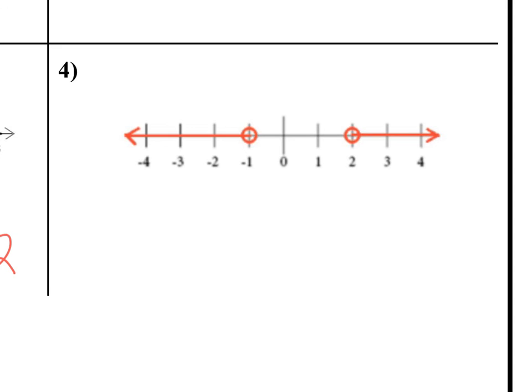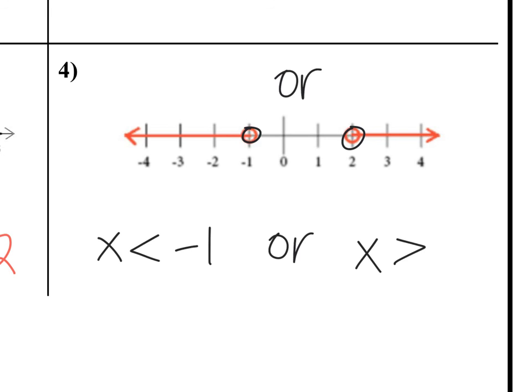Last one, we have an or inequality again because it's split apart. So you'll write two separate inequalities with an or in between. Over here, I've got an open circle going left. So it's going to be x values less than -1. Over here, I have an open circle to the right, x values greater than 2.